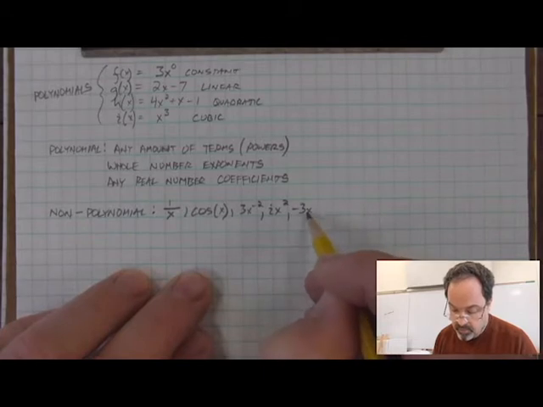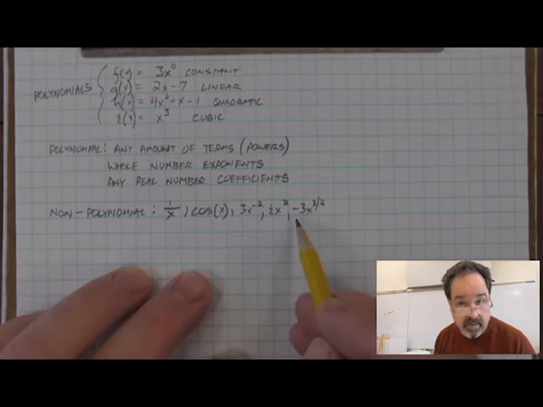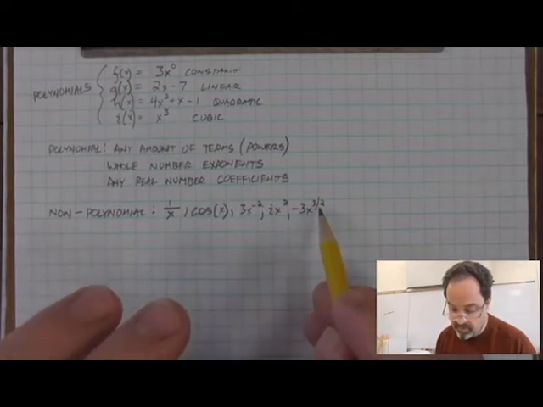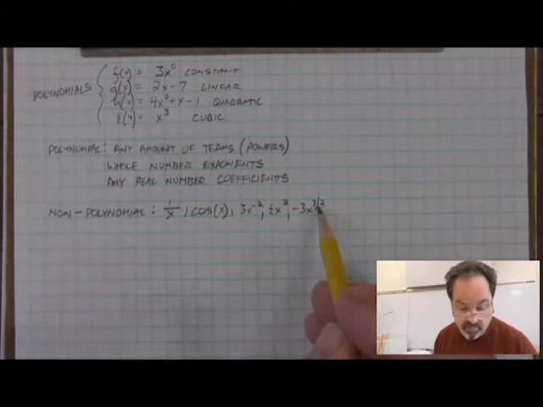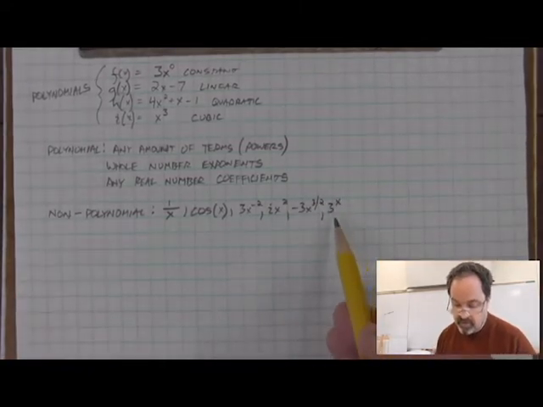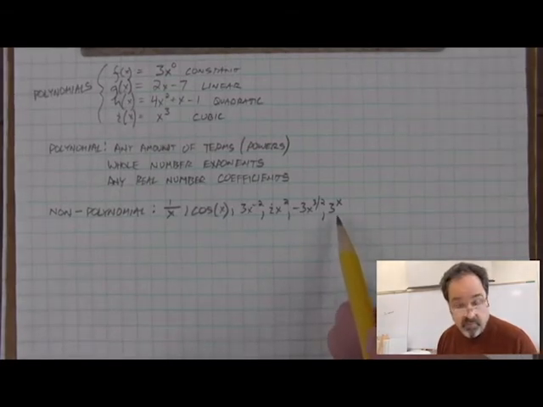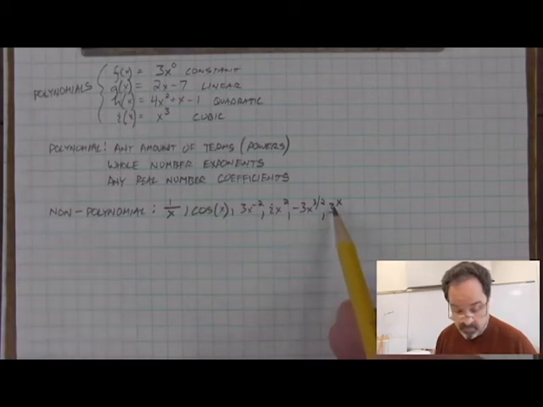Another non-polynomial term, negative 3 to the 3 halves. It's not this negative coefficient that is the problem. It's the fact that we have a fractional exponent that then doesn't simplify to a whole number. And 3 to the x is a power, but it's an exponential function. So the exponent isn't even a number, it's a variable itself, non-polynomial.